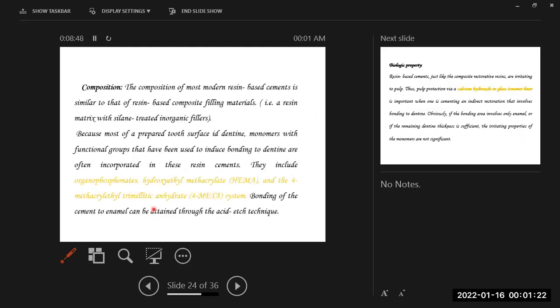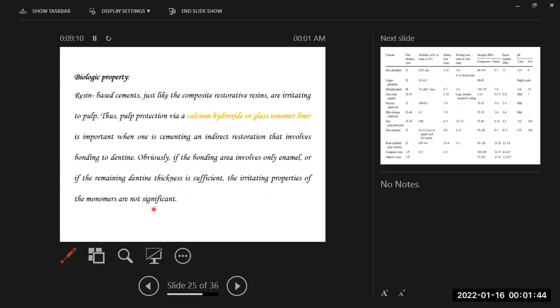In these resin-based cements, you can see that organophosphates, hydroxyethyl methacrylate, and 4-methacryloxyethyl trimellitic anhydride have all been added. Why we are adding these is to bond to dentin. The biological property is that pulp protection is very good because of the calcium hydroxide or GIC liner which has to be applied beneath this resin-based cement. Resin-based cement as such has a very high irritating effect on the pulp, and to avoid this irritation, we have to have a calcium hydroxide or a glass ionomer liner.